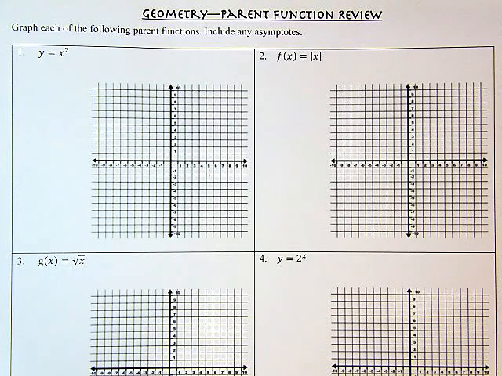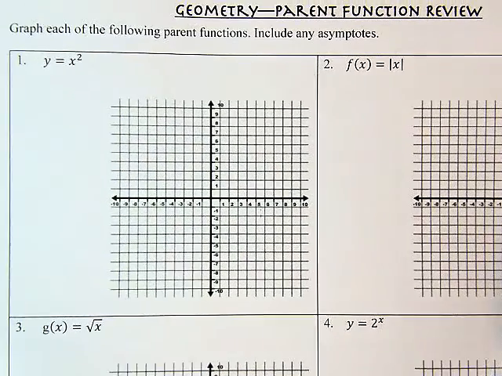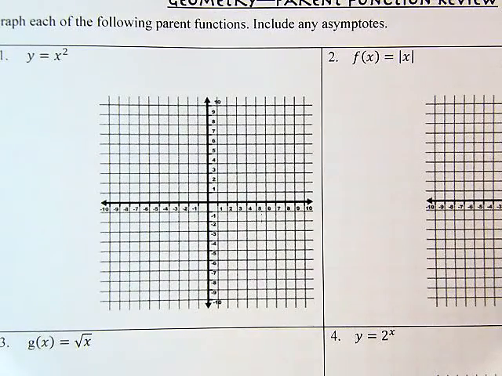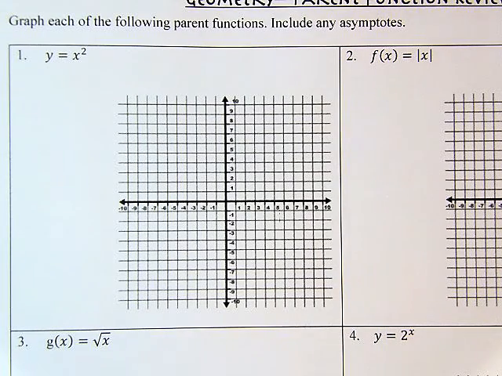So when we call something a parent function, we're looking at it at its most raw, basic format before it undergoes any sort of transformation, whether we move it left, right, up, down, whether we stretch it or compress it, or reflect it in any way. So let me get in a little bit tighter. These are the big six that we'd like you to have down, to have locked into memory before entering Algebra 2. All right, so I'm also saying include any asymptotes. And an asymptote is a boundary line that we approach, but we do not cross it.